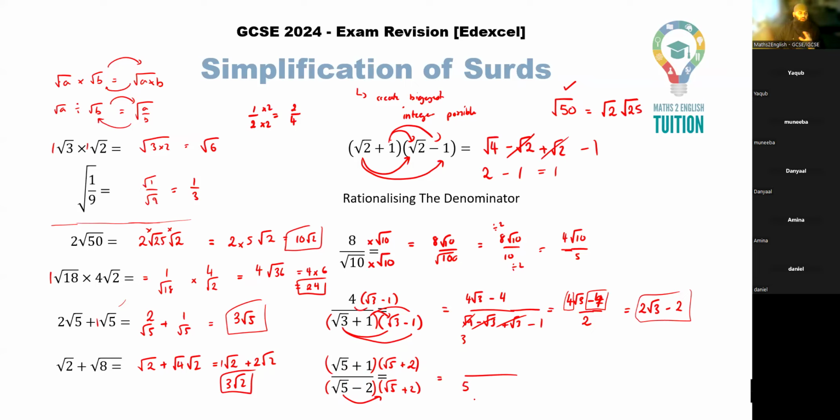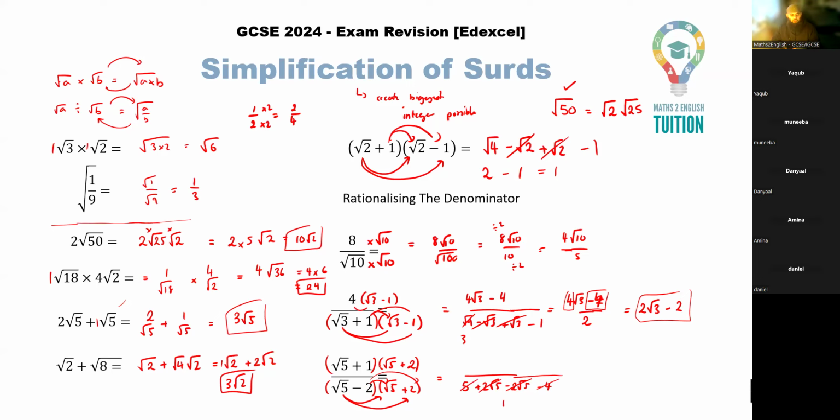I'm going to take a shortcut and not go into too much detail. Square root of 5 times 2 is going to give me plus 2 square root 5. And then when I do the same thing, minus 2 square root 5. When I do minus 2 times plus 2, that gives me minus 4. So these two cancel each other out. 5 minus 4 gives me 1. So literally the answer at the bottom is 1.